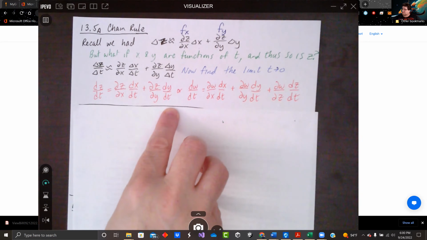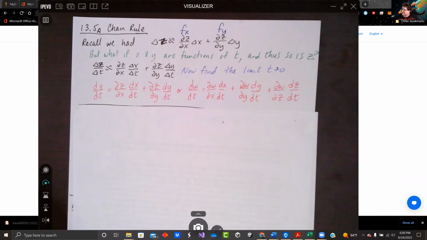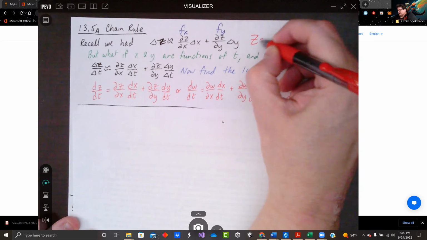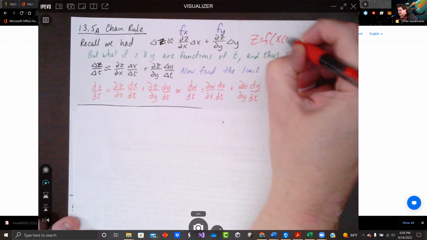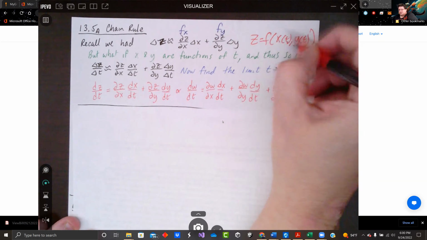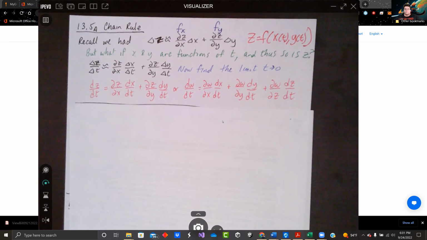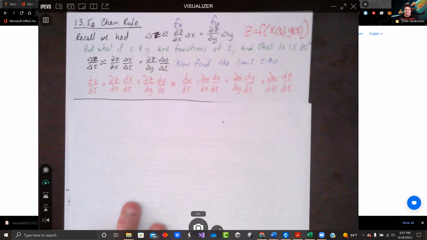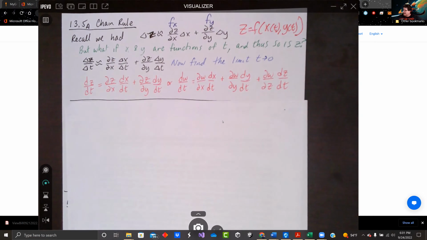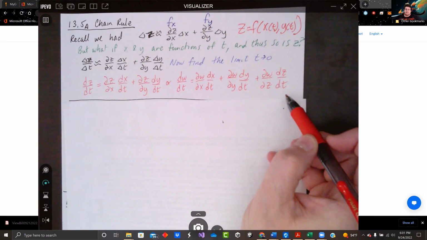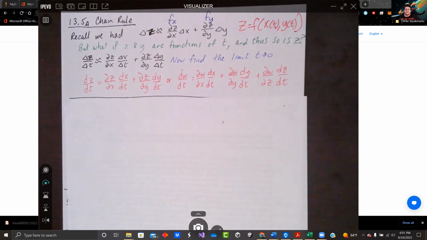So it's a chain rule. What we have is z is a function of x of t and y of t. So we need to do the derivative and then do the inside derivative. We can scale this up to w being a function of x, y, and z. And then it just adds in a third component: partial of w with respect to z times dz dt.